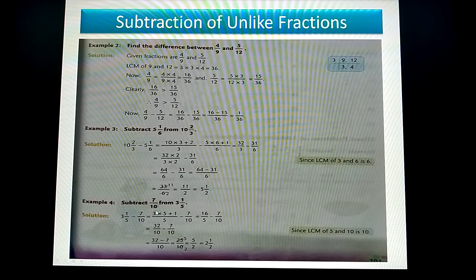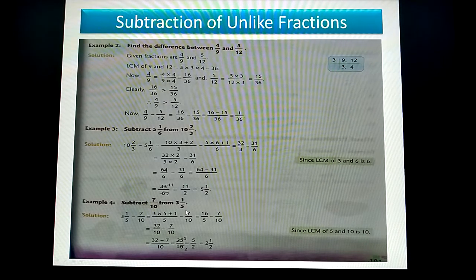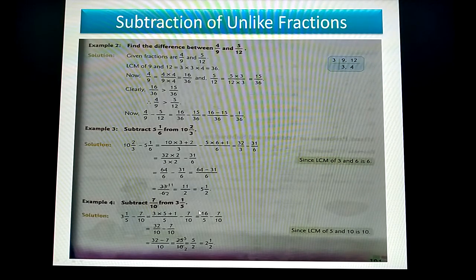Similarly here you can see one is in the proper fraction form, and another is in the mixed fraction form. So here also we have to convert this mixed fraction into an improper fraction, and then carry on with the same procedure we followed in the earlier examples.